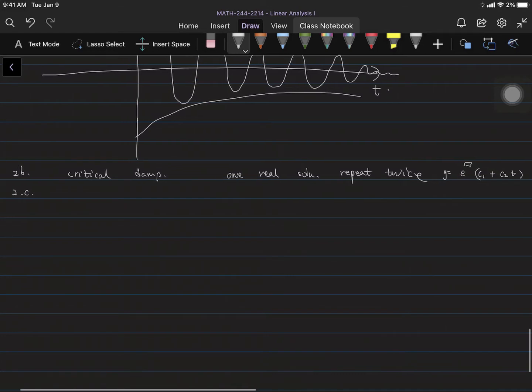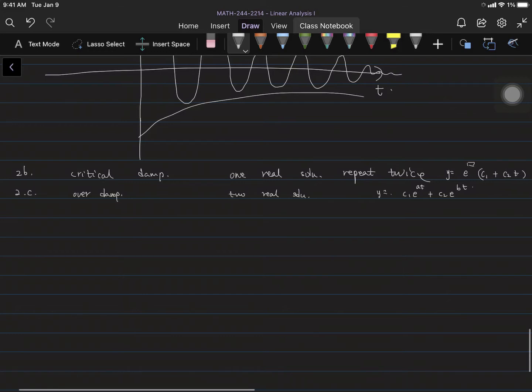And the 2c means overdamp. Overdamp means what? Two different real solutions. That's like a c1 e to the, like we say, at c2 e to the bt, something like that, the solution. Okay, and if we draw the graph will be given by this.